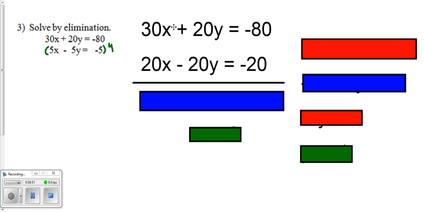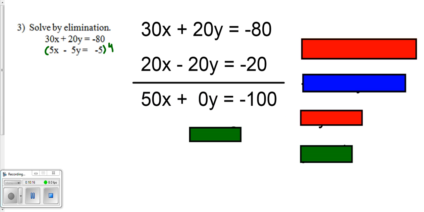So it would change to 30x plus 20y equals negative 80. Over here is the one that's going to change: 4 times 5x is 20x, 4 times negative 5y is negative 20y, 4 times negative 5 is negative 20. Now we've got two equations where everything matches up, and we can just simply add everything together.